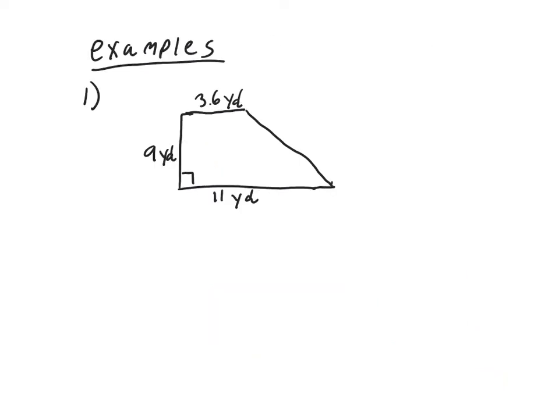Okay, let's do some examples. So here I have a shape on example 1. I see I have two different sizes for bases, and the other two sides are not parallel. That makes this a trapezoid. That means I have to do my area formula for a trapezoid, which is base 1 plus base 2 divided by 2 times the height. Okay, I have a nice 90-degree angle over here. That means the 9 yards is the height.